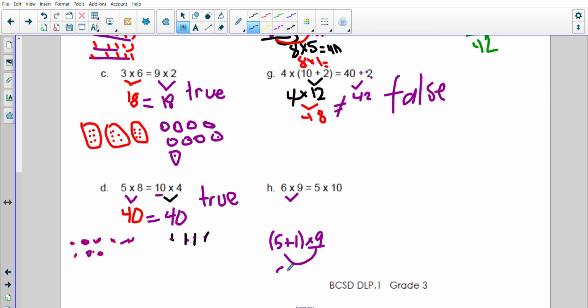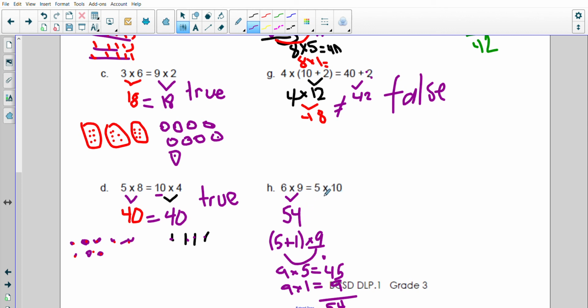Distribute the 9. 9 times 5. Skip counting by 5s. 5, 10, 15, 20, 25, 30, 35, 40, 45. And then I have 9 times 1 for a total of 9. 9 plus 5 is 14. Regroup the 1. 4 plus 1 is 5 for a total of 54. So 9 times 6 is 54.